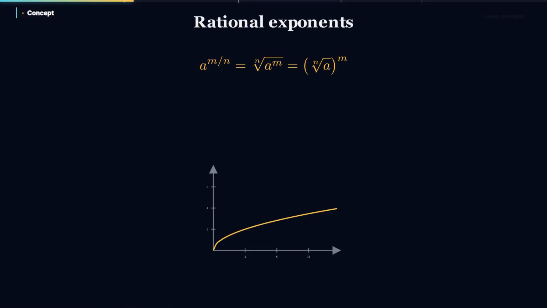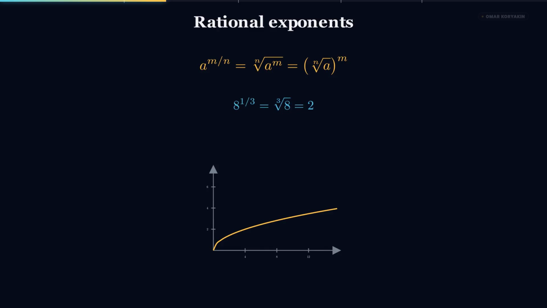The general rule. A raised to m over n equals the nth root of a raised to the mth power, which also equals the nth root of a all raised to m. Either grouping is correct, so pick the easier one for the numbers in front of you.